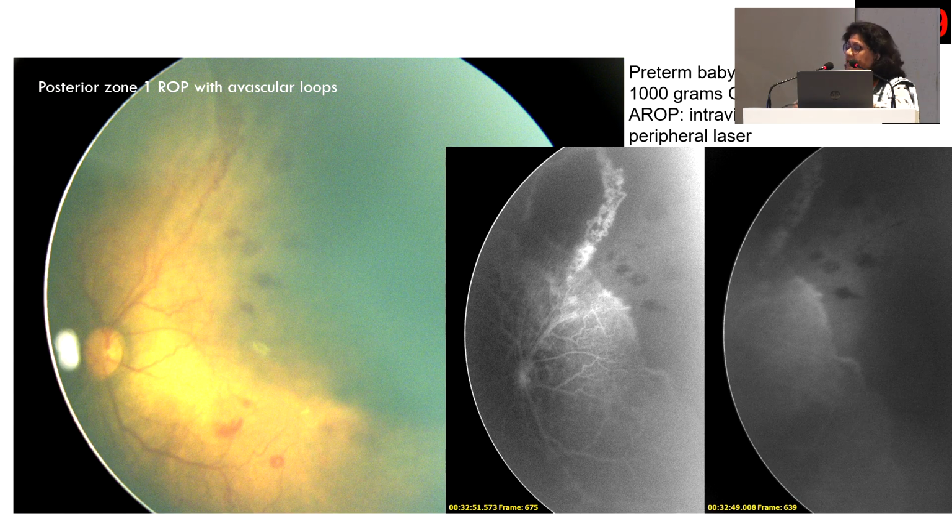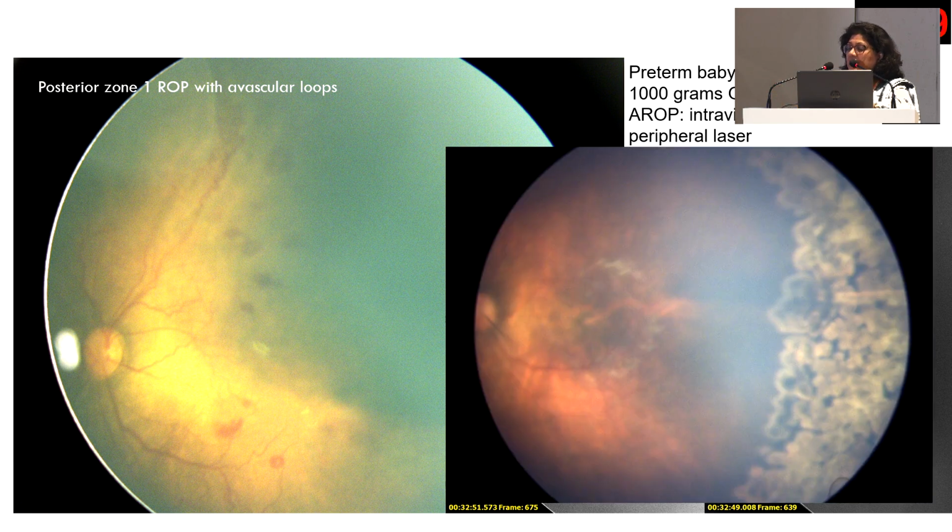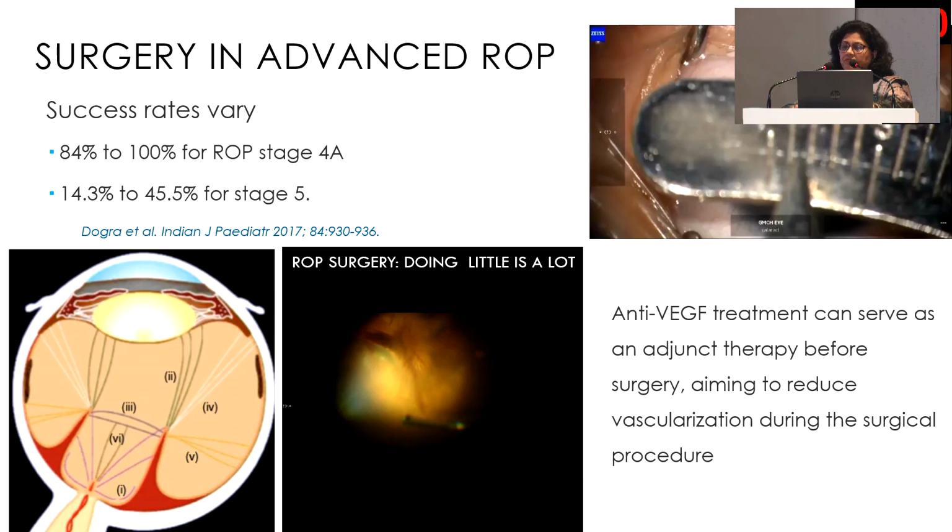Now, we usually follow the amalgamation of two. Here you have this zone 1 ROP, the macula is hardly formed here, so you go ahead with anti-VEGF treatment, you let the vessels grow past the macula, and then you could add laser treatment to the peripheral avascular retina, which will be left behind. It just gives you some time till the vessels grow over the macula.